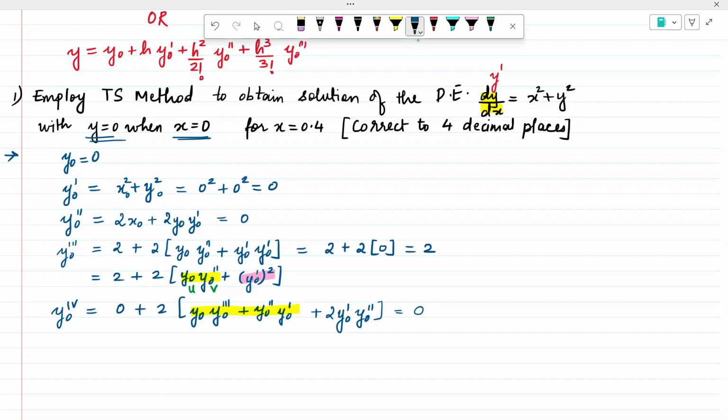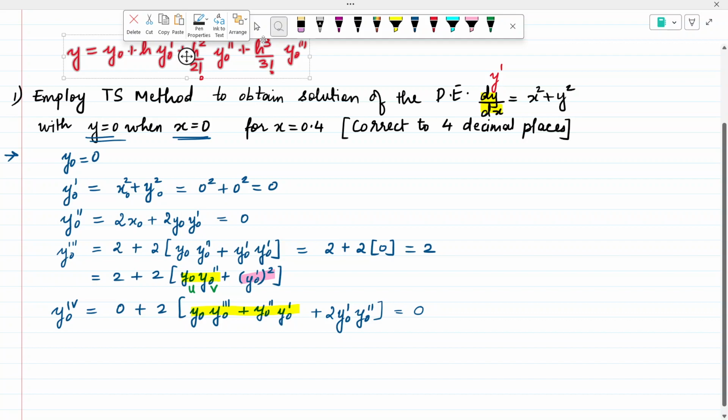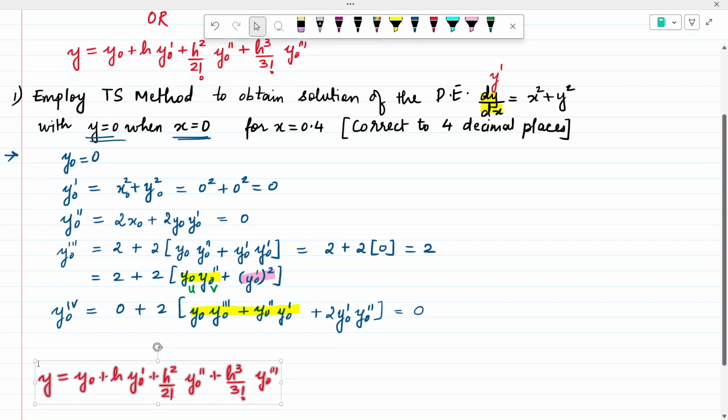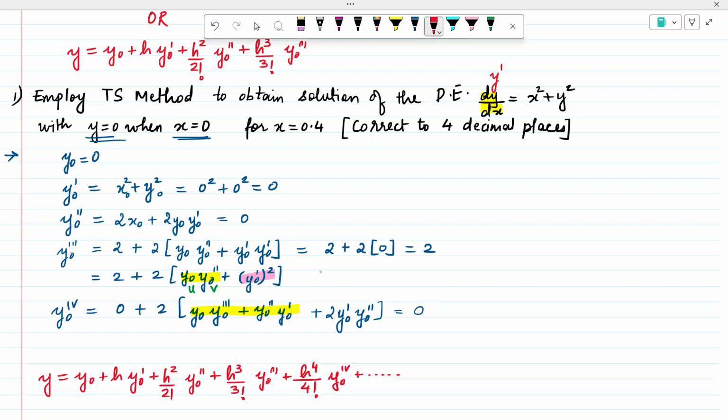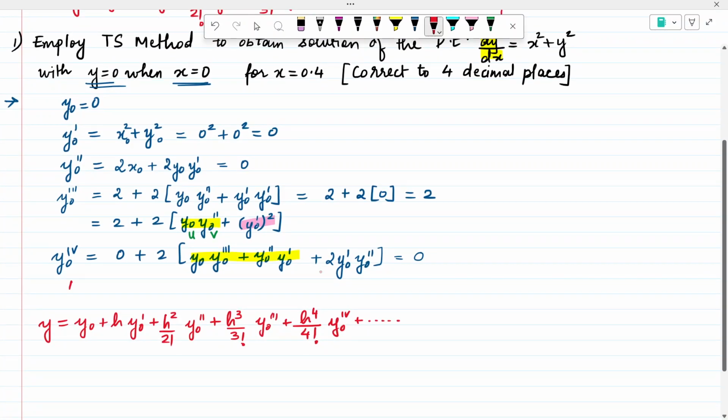Now we'll not be finding any more terms beyond this. Why? I'll explain when we start applying the formula. I'll be applying the formula which has h, because I'm supposed to find the numerical value and not the polynomial. Okay? So let's apply the formula here. This is the formula. And I'm going to add terms of h raised to 4 divided by 4 factorial and y0 raised to 4th order derivative and so on. It's an infinite series. So you always write which formula you're using. So by Taylor series expansion, this is called.